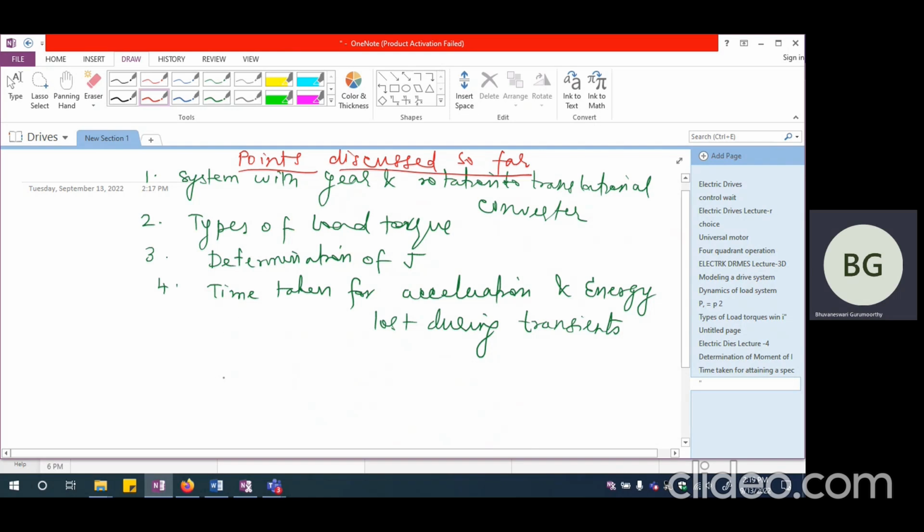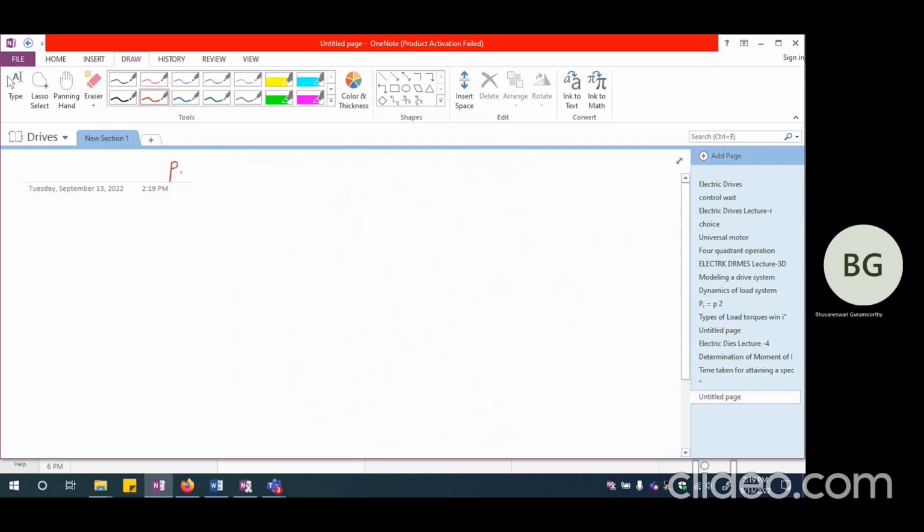So now what we are going to do is to work out a few problems based on these concepts we discussed, so that we really know how to apply these concepts that we studied so far. Then after that, we'll proceed further. Okay. So let me first take problem number 1. This is based on rotational to translational converter.